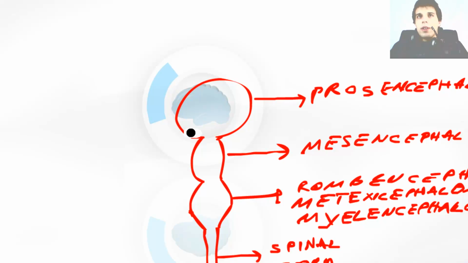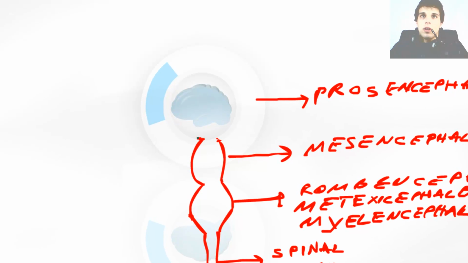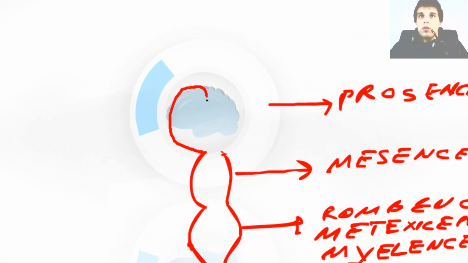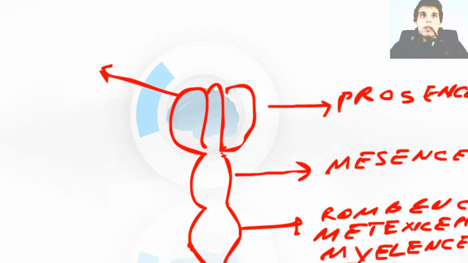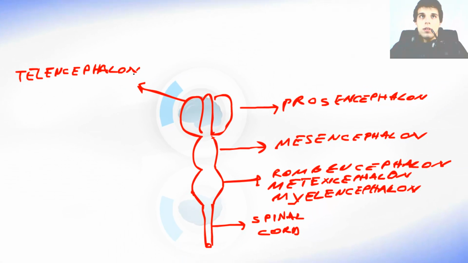During the 4th week of pregnancy, there is one thing that is a bit changed. The prosencephalon has a bit different shape. We are able to distinguish 2 parts of the prosencephalon. This part over here is the telencephalon, and this part over here is the diencephalon.